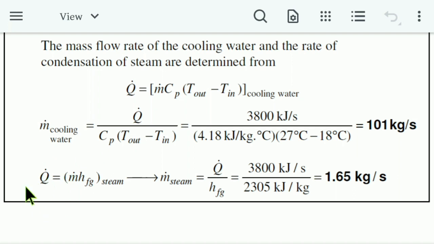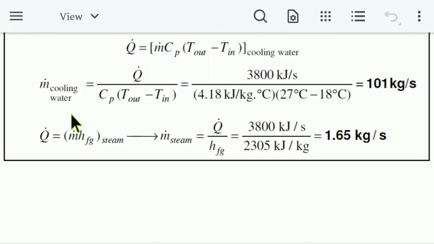Next, Q dot is equal to m dot times h_fg for the steam. So m dot steam is equal to Q dot divided by h_fg. The value of Q dot is 3800 kJ/s and h_fg is 2305 kJ/kg. So the value of m dot steam is 1.65 kg per second. So we have the value of the mass flow rate for the cooling water and the mass flow rate for the steam.